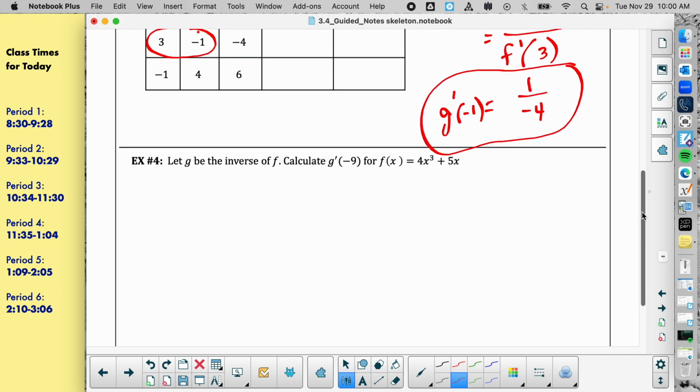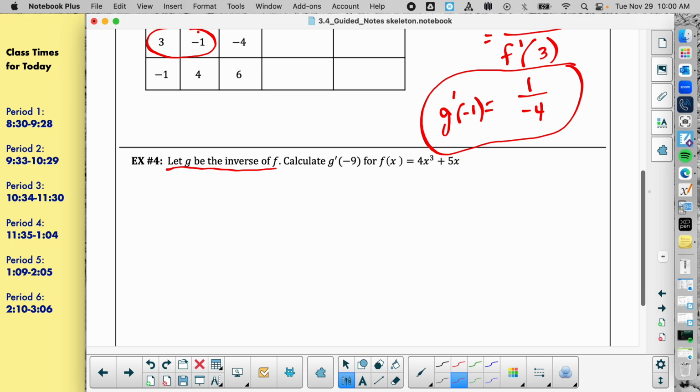Let's try to do one with an actual equation. It says, let G be the inverse of F. Okay, so as soon as it says that, I am not gonna write F inverse, I'm gonna write G. Calculate G prime of -9.